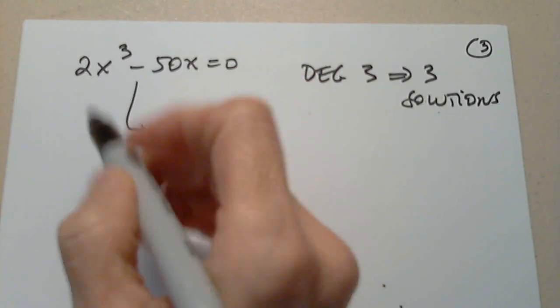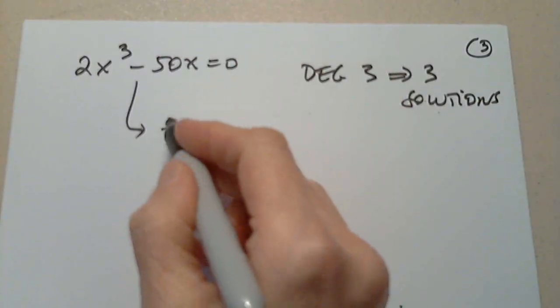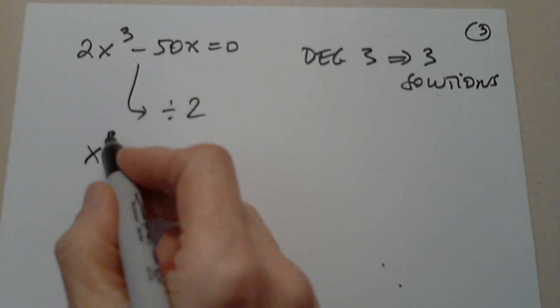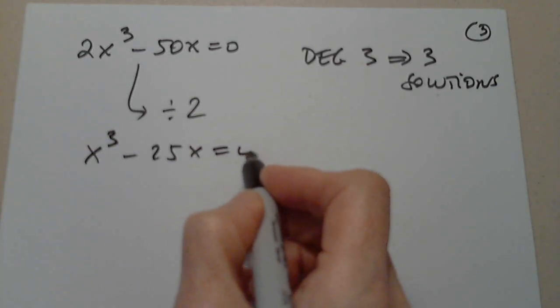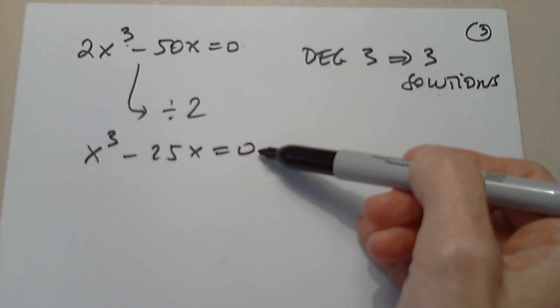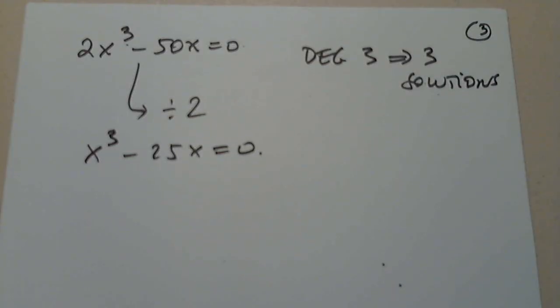I can divide both sides by 2 to make it easier. So then I have x cubed minus 25x equals 0. This divided by 2, this divided by 2, 0 divided by 2. And now I start my strategy. It's a binomial. It's in descending order.